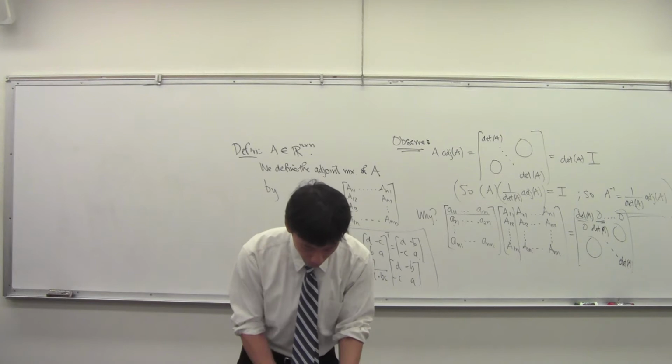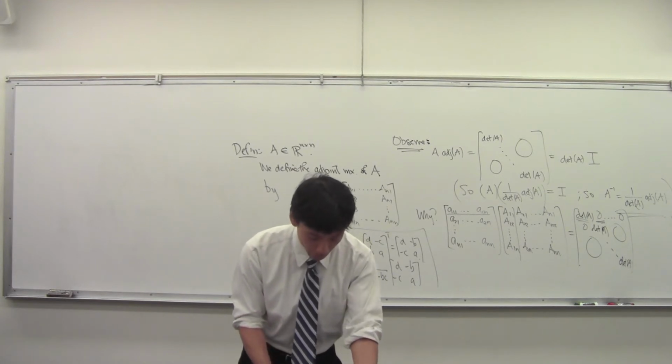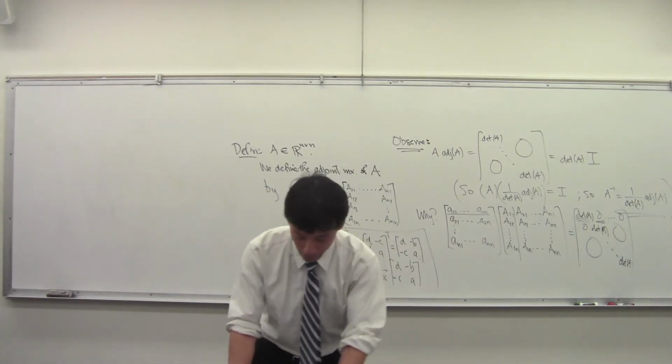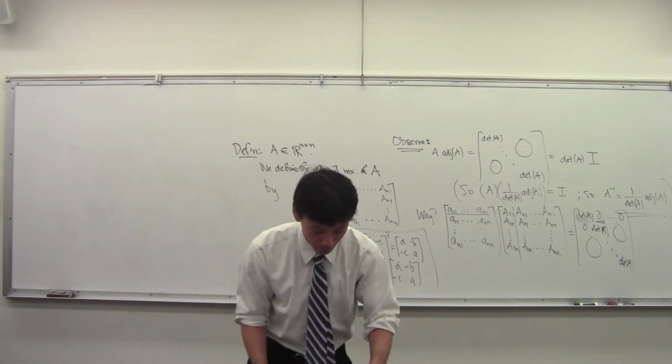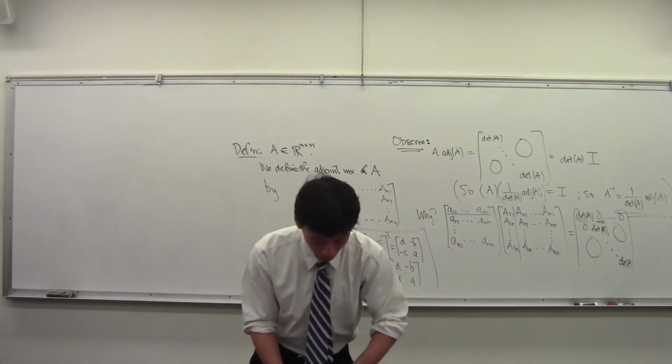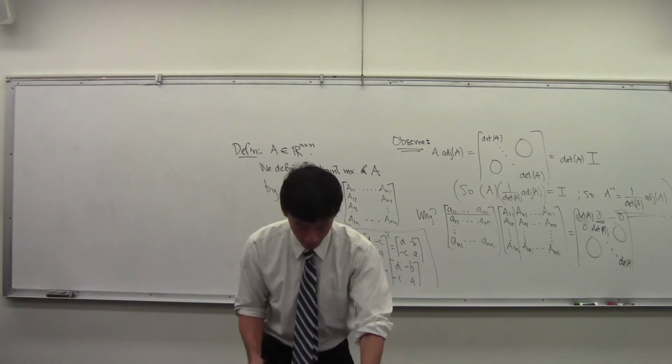Okay, let's go on. So that's all I wanted to say from 2.3. There is something called Cramer's rule in that section, but I don't think it's worth talking about because it's not that great.